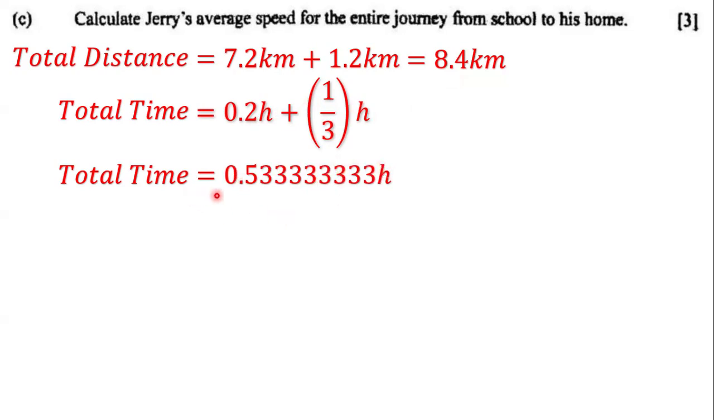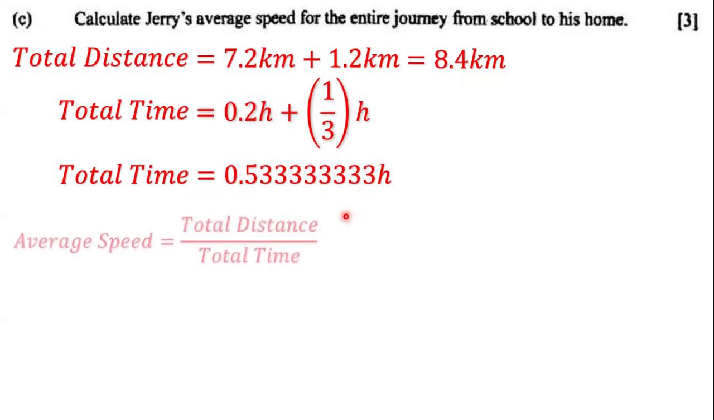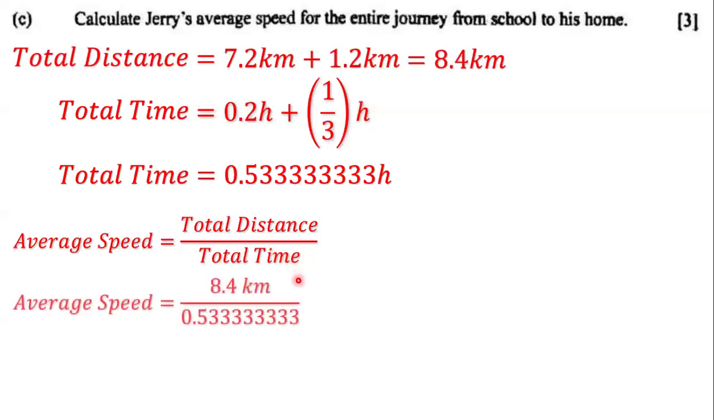And so the total time is equal to 0.53333333 hours. And so if we want to determine his average speed, it is total distance divided by total time. What is the total distance? The total distance is 8.4 kilometers. What is the total time? The total time is this at the bottom. And by the way, we need to put the units. This is hours, so let's put H here.